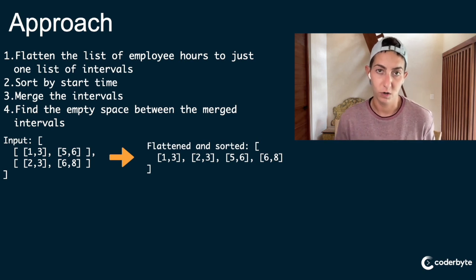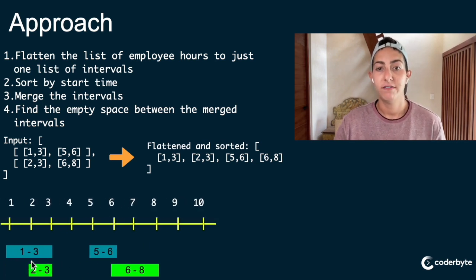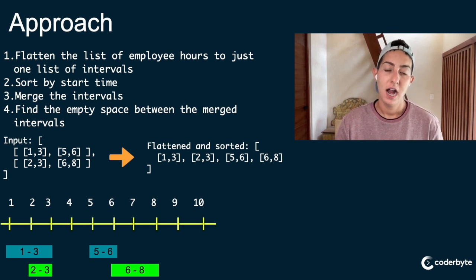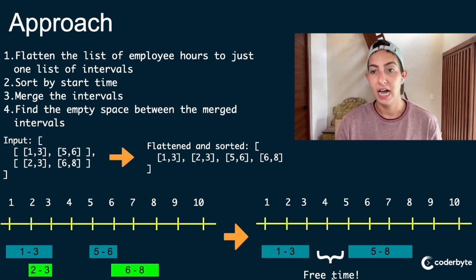And of course, in code, I'll show you how to do that. But essentially, once we merge those intervals, which we can look at here, right? So here we have those two different employees. The first employee is in this turquoise color, and the second employee is in this green color. And we merge them into just the one merged intervals. So that means that from 1 to 3, they're both busy. And from 5 to 8, they're both busy at some point. Then we can see very obviously that the free time lies between 3 and 5 for both of those employees.